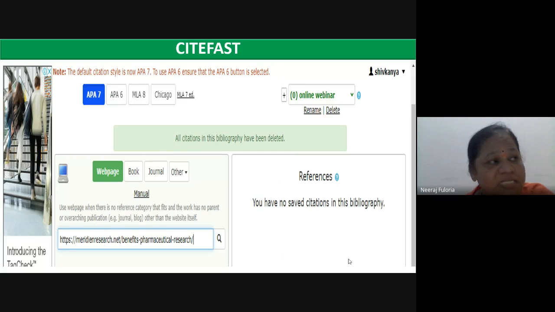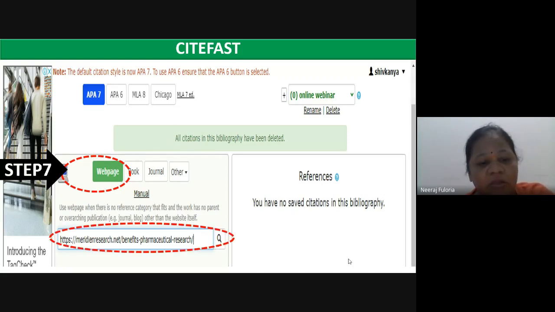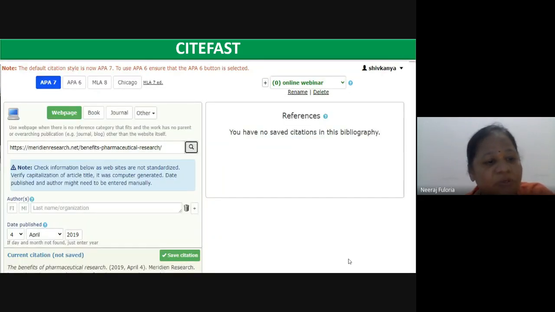First, I'm showing you how to create a reference for a web page. You just have to select web page, the kind of source you want to reference. Then you put the link here, and automatically it shows who the authors are and when it was published. Sometimes you may not have the author's name, just the link. Sometimes people write blogs, and some blogs are very informative. If you want to use information from those blogs, you can use this website to create the reference.